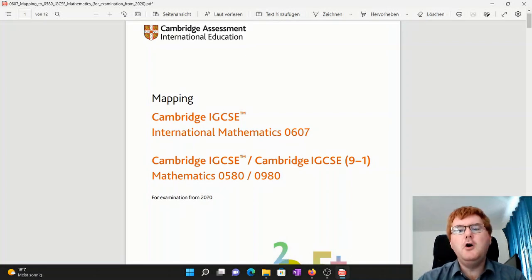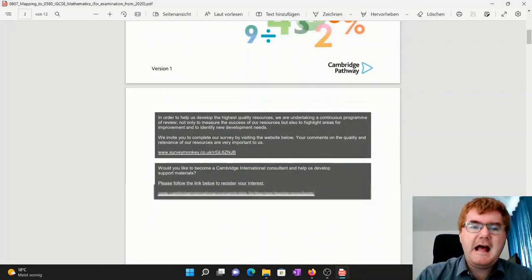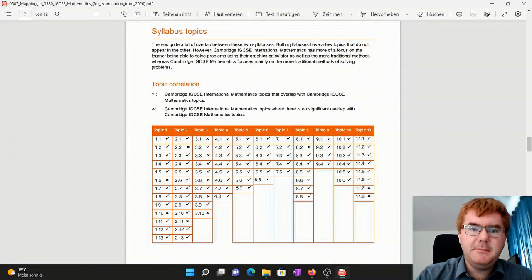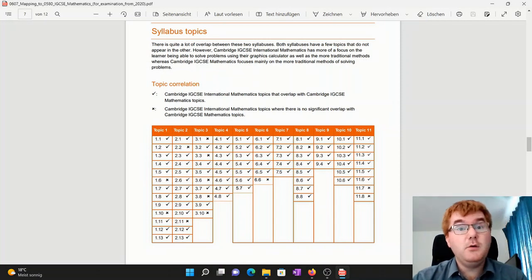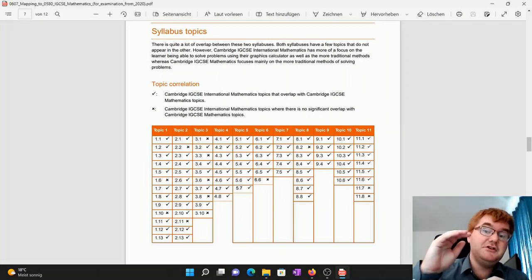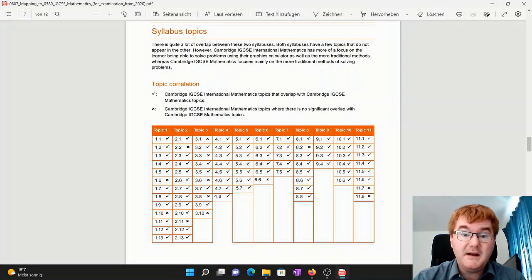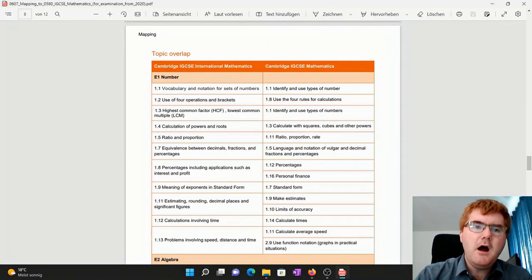Okay, I'm going to briefly talk about the overlapping topics between the two courses that I've talked about here, International Mathematics and Mathematics. The thing to focus on here is the topic correlation. As I said earlier in the video, there is quite a lot of overlap between the two courses. If you look at this list, they've broken down each of the topics from the 0607 course by subtopic. If you look at how many crosses there are compared to the ticks, you can see there are only very few topics that don't come up on one and do come up on the other. But do take into account that the 0607 course is much more about the problem solving element than the 0580 course.